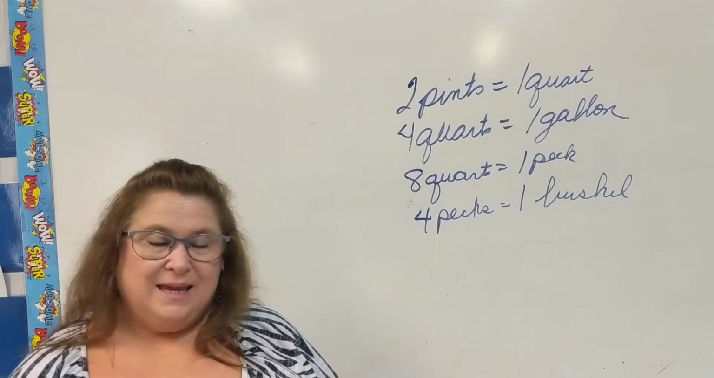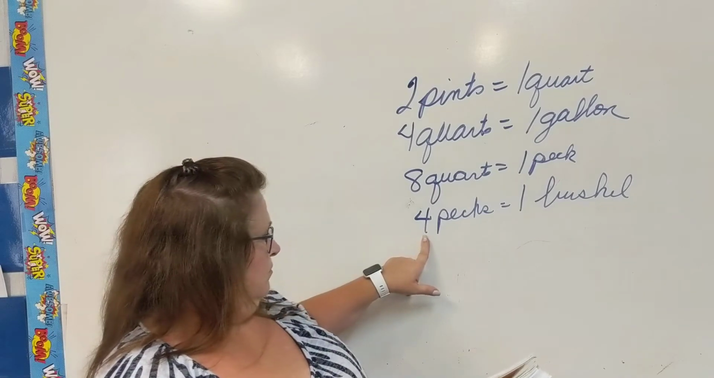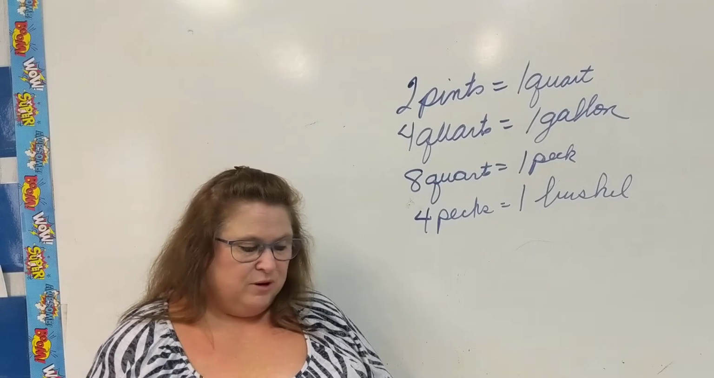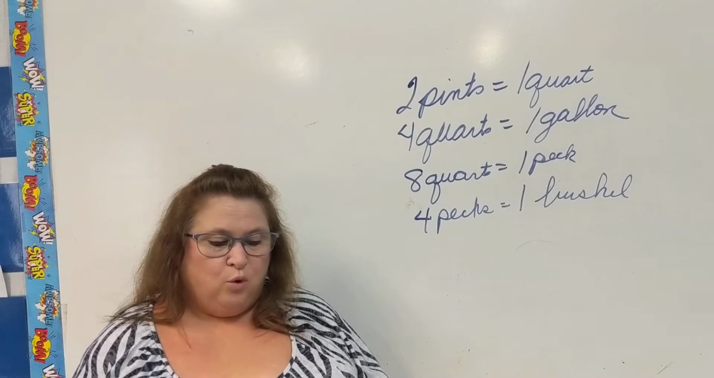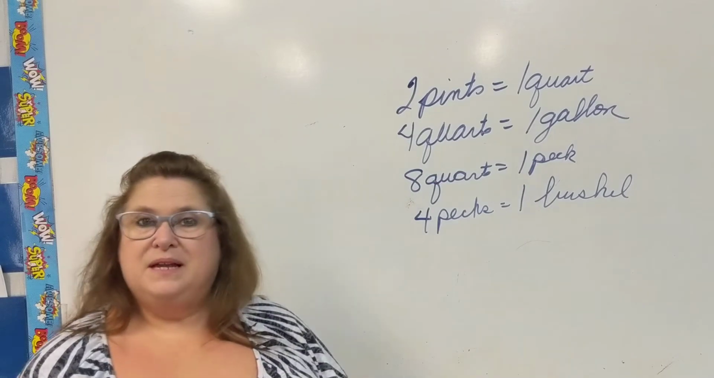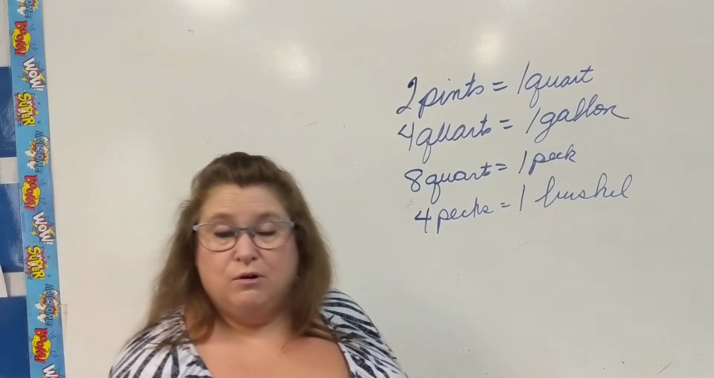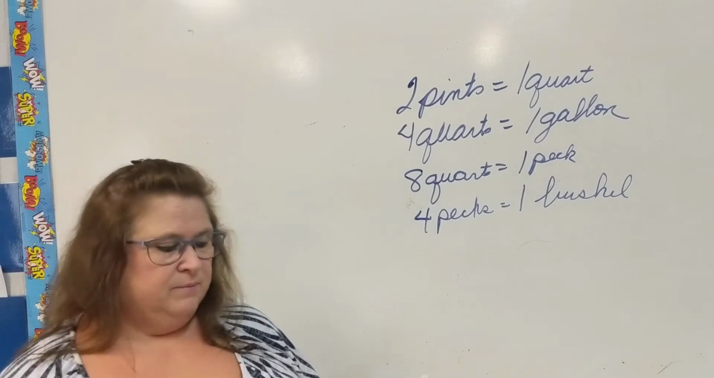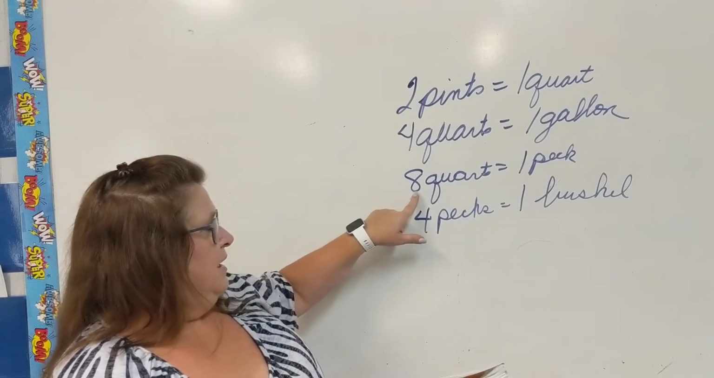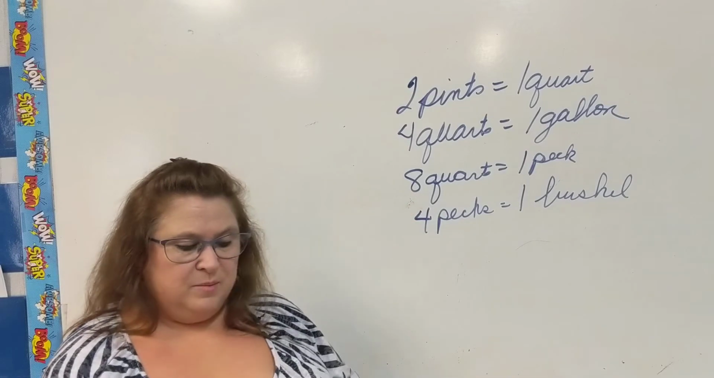How many pecks equal 1 bushel? 4. 4 pecks equal 1 bushel. You'll put that right on your line. Letter B, how many quarts equal 1 gallon? 4. 2 cups in a pint, 2 pints in a quart, 4 quarts in a gallon, dry or liquid. Letter C, how many quarts are in a peck? 8. 8 quarts are in a peck.